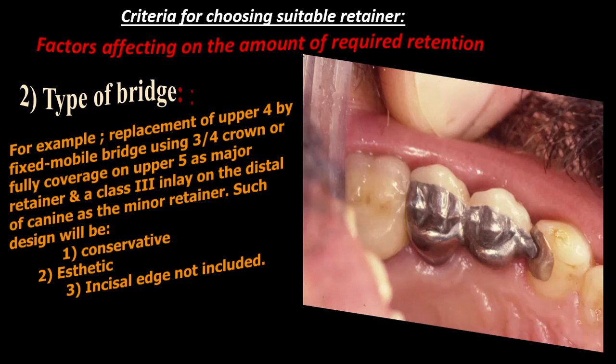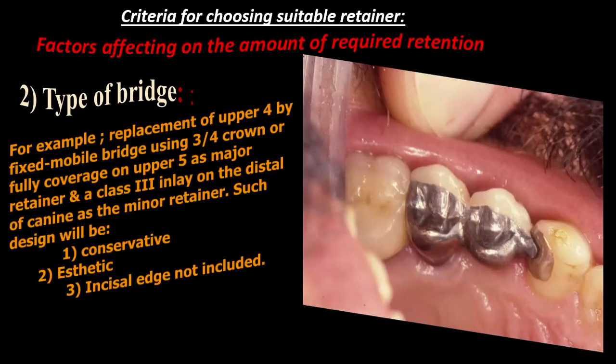As we see, this is an example for the type of bridge. In this case we have a missing first premolar. We used an anterior minor retainer, a class 3 inlay. Okay. Why? Because it is more conservative and does not affect the aesthetics, and the incisal edge is not included, as we see. And this is because we expect the stress will not be very strong. Okay. We use the posterior premolar, the second premolar, as a major retainer, and anteriorly we use a minor retainer. Okay. For such a case this is sufficient to give complete retention and stability for the bridge. At the same time we preserve the canine from destructive preparation.